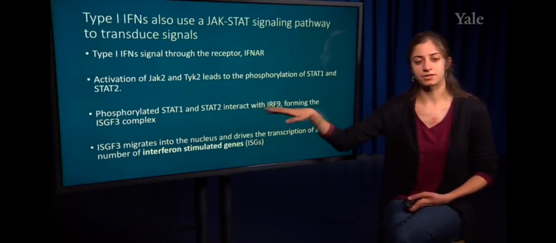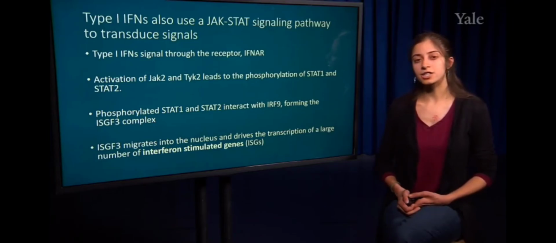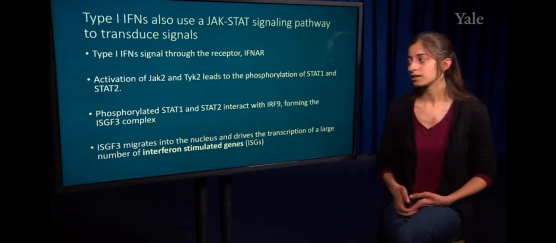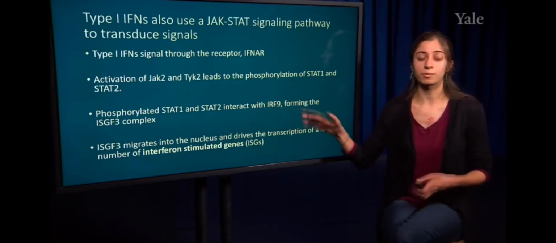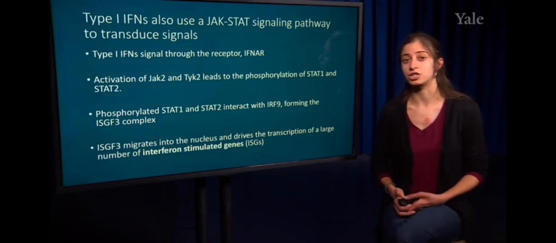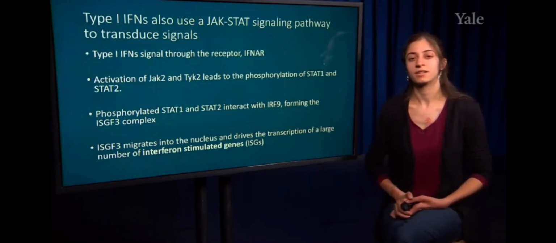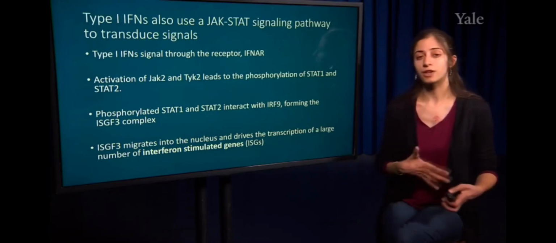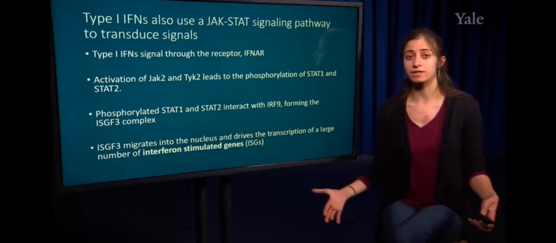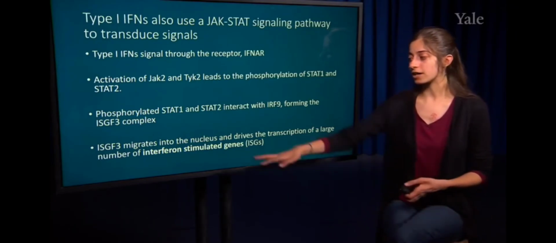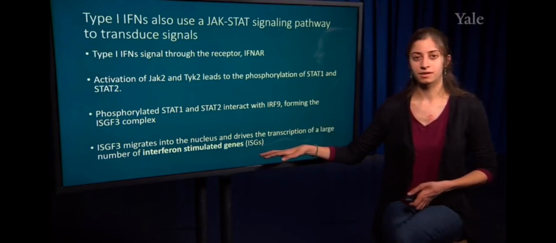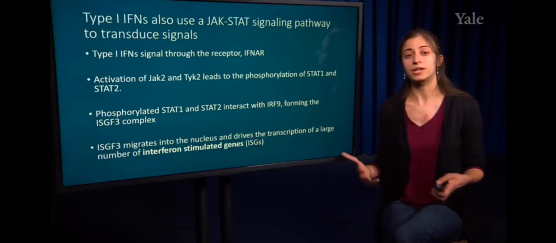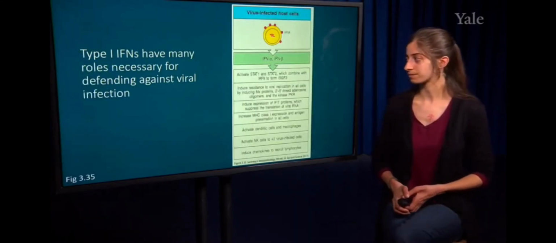Once STAT1 and STAT2 have been phosphorylated, they can interact with this other transcription factor called IRF9. Together, these three components will form a complex that we refer to as ISGF3. It is ISGF3 itself that is able to migrate into the nucleus and drive the transcription of a whole subset of genes, of which there are hundreds, called interferon-stimulated genes. All of these interferon-stimulated genes have generally the same goal, which is to interfere with viral replication.